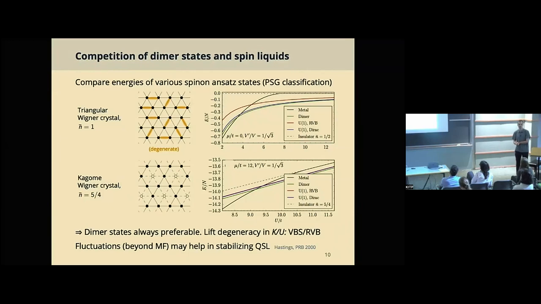On the one hand, you could stabilize some type of VBS order, or you could end up with the Z2 RVB state. In general, the fact that we have these U(1) Dirac spin liquids, which are quite close in energy to the dimer states, makes us somewhat hopeful that beyond mean field theory, so if you really do a Gutzwiller projection here, you might stabilize this quantum spin liquid state. This is well known in the literature on spin liquids, that sometimes you get these dimer states as artifacts of your mean field decouplings.